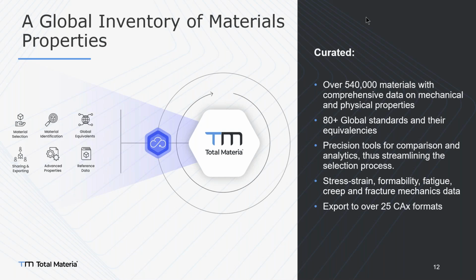80 plus standards that I told you, 83 right now. When I started working for Total Materia, it was 58, then 63, then 68, 72, then 78, and now we're at 83, and we will keep growing every year. 20% more information about materials, new material information. Precision is very important. When you need a precise information source, we are here to help. As I told you, we are providing stress strain, formability, fatigue, creep, and fracture mechanics data, and you will be able to export to over 25 simulation software. Right now, it's 28, as far as I remember. I need to check again.